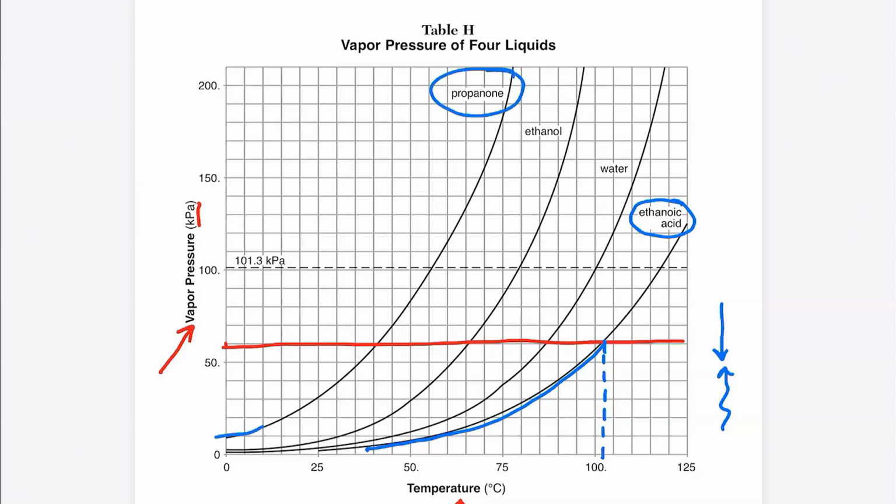Look at propanone. This sucker's flying up. Why? Because it has the weakest attractive forces. This is nail polish remover. Ever spill that on a table? Disappears fast, or it feels cold, it could evaporate so fast.